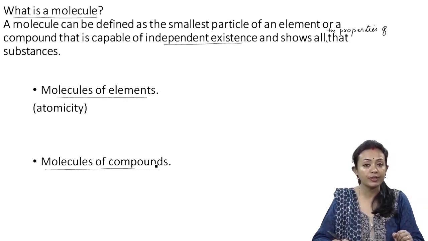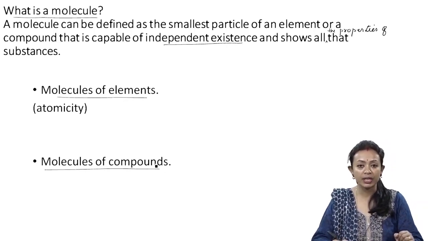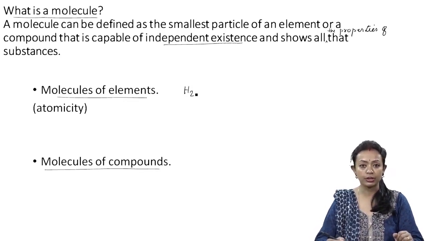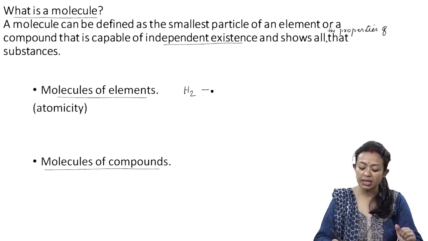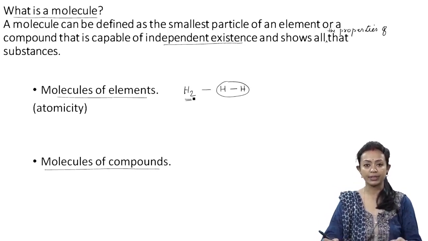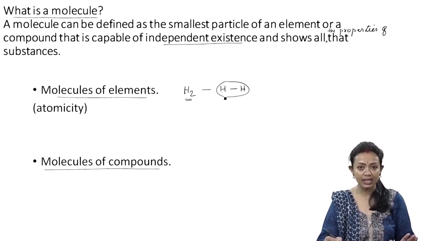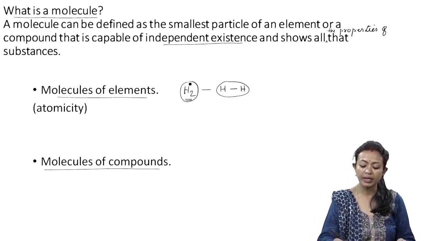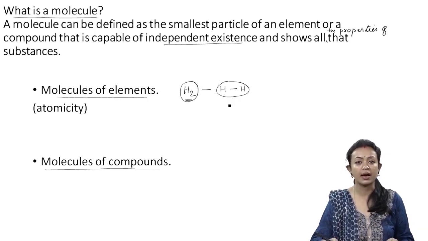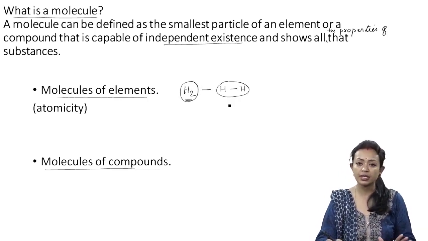Now, if it is a molecule of an element, that means the atoms are going to be of the same kind and of the same properties. For example, if I take a molecule of hydrogen, hydrogen is made up of two atoms and these two atoms combine together to form a molecule of an element. And these two atoms are exactly of the same kind and the hydrogen molecule will have all the properties that hydrogen has in the atomic state. The only difference is hydrogen atoms are unstable and the molecule is stable. But the physical property, chemical property are going to be exactly the same.